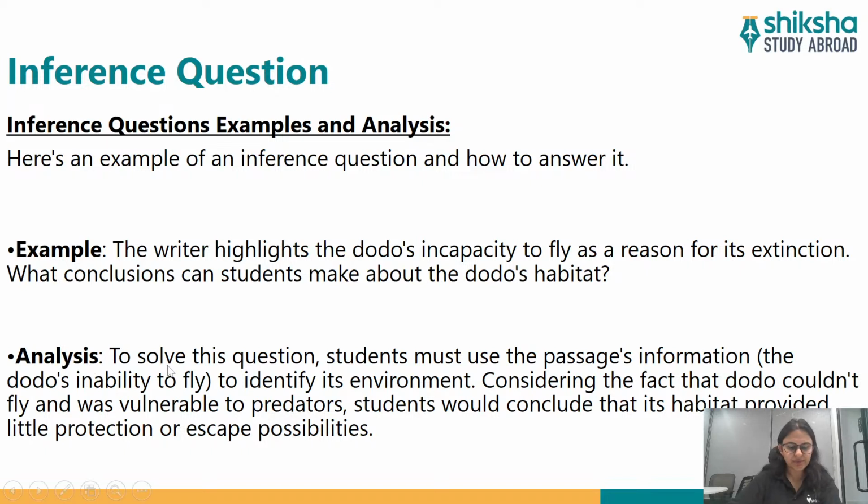Now, analysis: to solve this question, students must use the passage's information, that is, the dodo's inability to fly, right? Because that is what we need actually as an answer. To identify its environment, considering the fact that the dodo couldn't fly and was vulnerable to predators, students would conclude that its habitat provided little protection or escape possibilities. Now, we have to actually analyze and interpret beforehand before we get back to the right answer. That is what the inference question means.